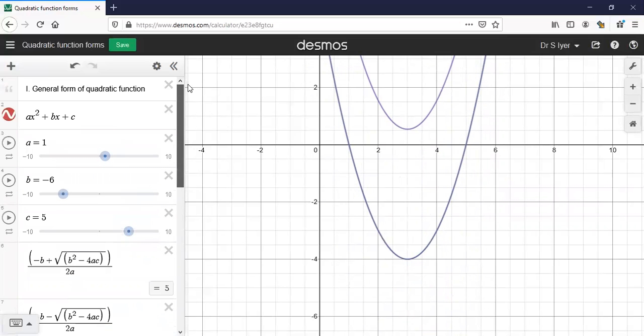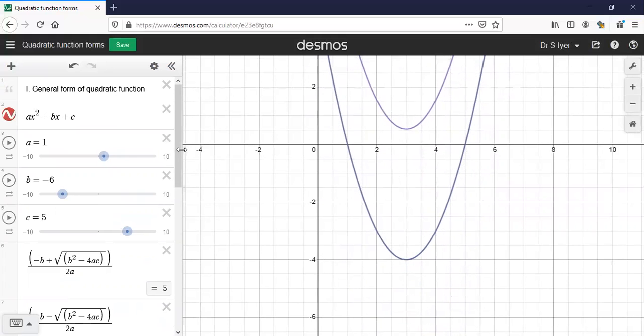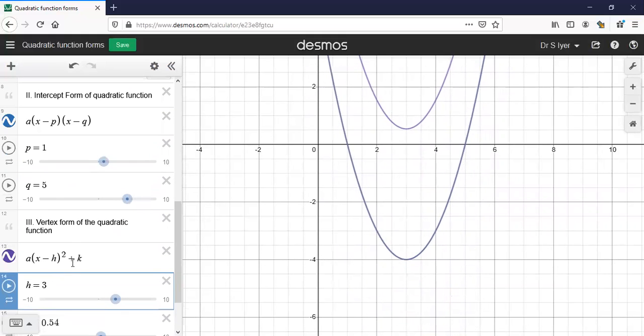So this is the connection and the relationship between the three forms of the quadratic function. We have the general form, we have the intercept form, and we have the vertex form of the quadratic function.